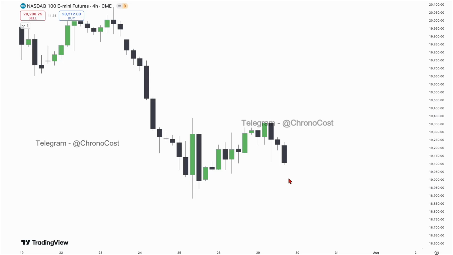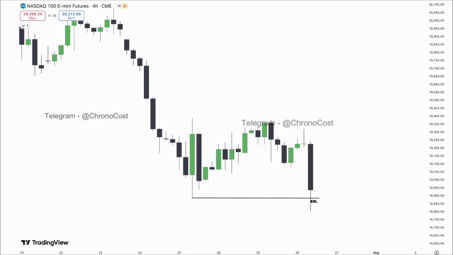The price is moving within a range, but is overall in a bearish trend, so we'll mark the ERL. Let's see what happens next. As you can see, the price has taken out the ERL and then rejected it. We'll wait here to see if a CRT forms. If it does, we'll look to enter. Let's see how this plays out.